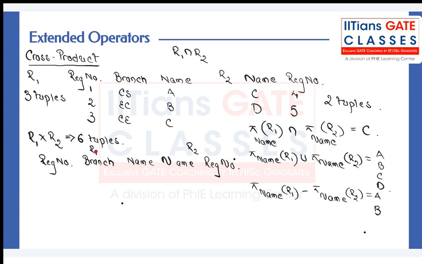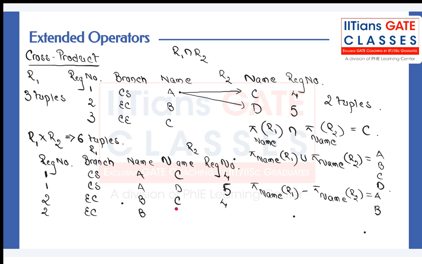Okay. Now you need to do a cross product. What I mean by that is 1 CS A C 4. So the first row I combine with the first row, then I combine the first row with the second row. So I write 1 CS A D5. Okay. Now I look at the second row, which is 2 EC B C4, and 2 EC B D5. Okay, two tuples I have not written.